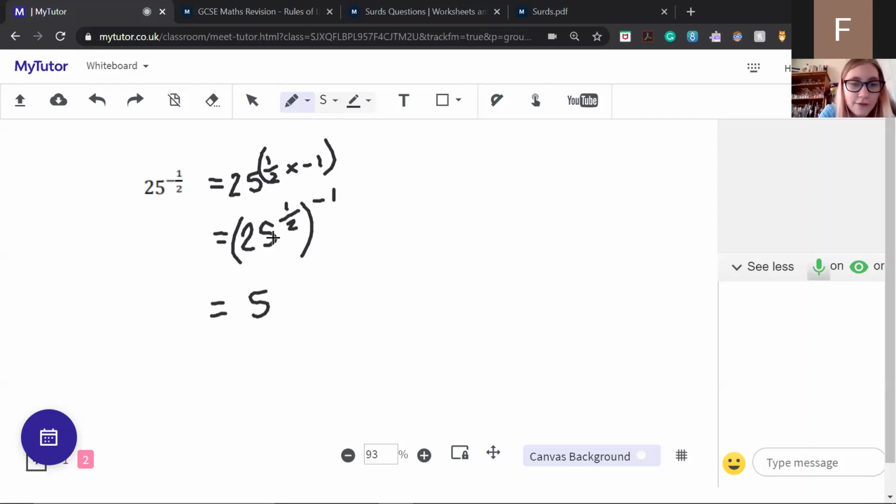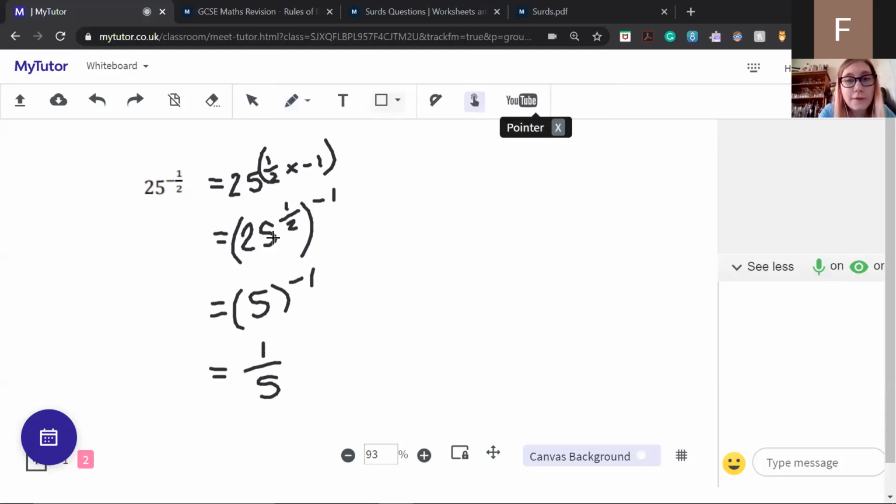So this is 5 to the power of minus 1. And then do you remember minus 1? Like I said, turn it on its side, it becomes 1 over. So this is 1 over 5. So 25 to the power of minus a half is a fifth. I think that's pretty cool because this as an expression doesn't really make any sense. We have no idea what that means, but it's just a fifth.